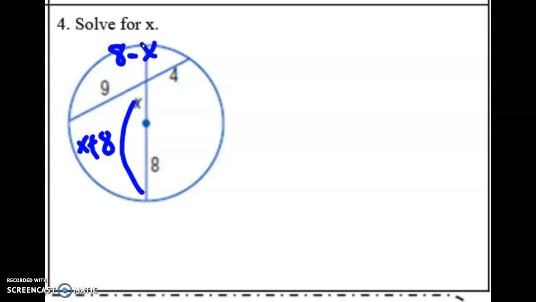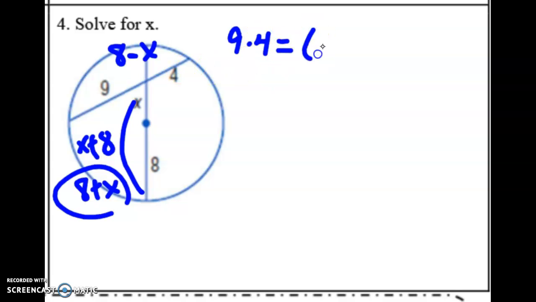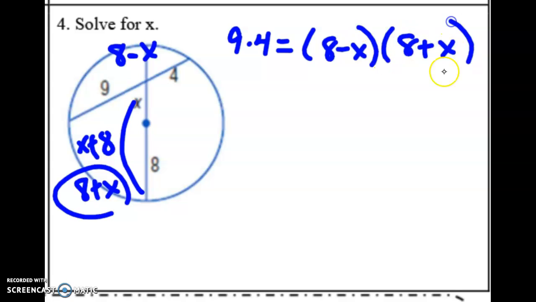Okay? And this, by the way, is the same thing as 8 plus x, and just having them in the same order might be the way to go. So when I do my part times part, 9 times 4 is equal to 8 minus x times 8 plus x. And again, it doesn't matter if you had x plus 8.